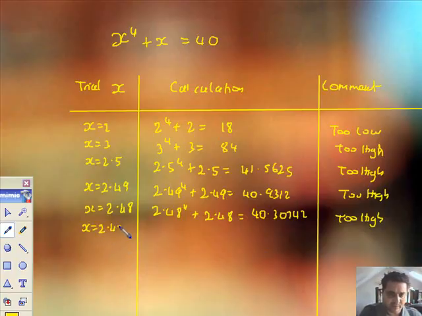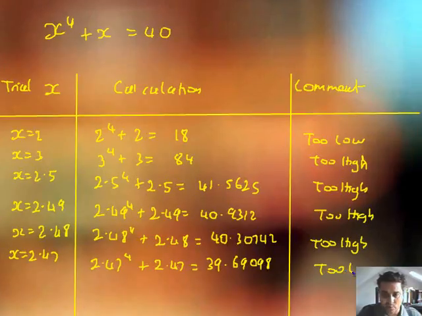X equals 2.47, that's what we're trialing. 2.47 to the power of 4 plus 2.47. That gave me, I've done it, I've gone below, 39.69098, and that's too low. Well, only a little bit too low. That's only a little bit too high.